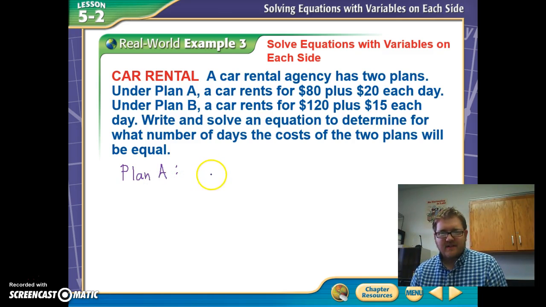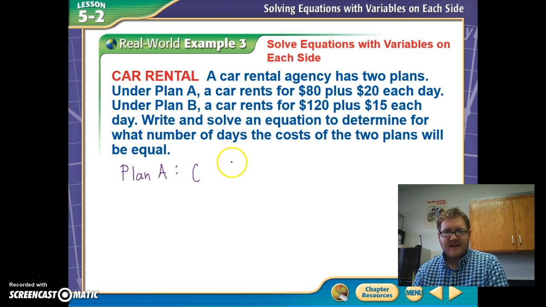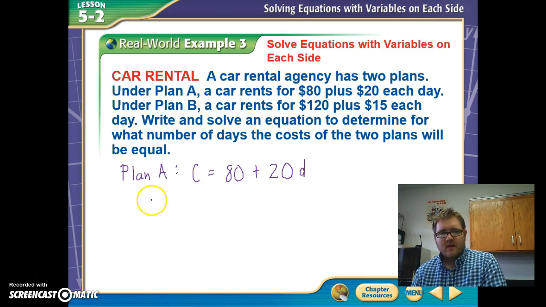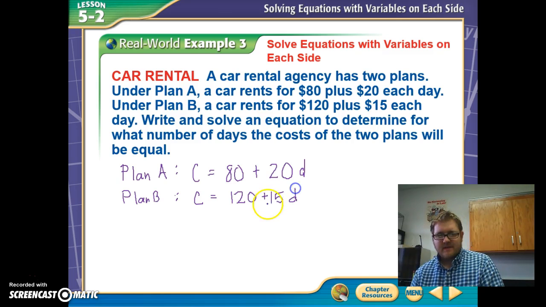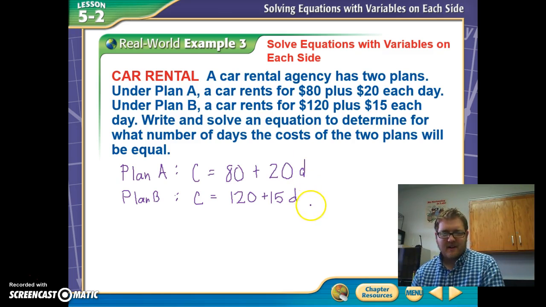So for plan A's equation, the cost of renting a car for a certain number of days, you're always going to have to pay the 80. So it's going to be 80 plus $20 for each day, so 20 times the number of days you have. For plan B, the cost is $120 plus only $15 each day. Now there's going to be some number of days where these two plans are going to cost me the same amount.